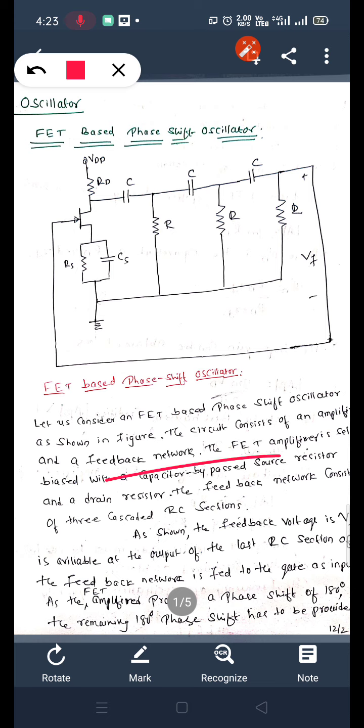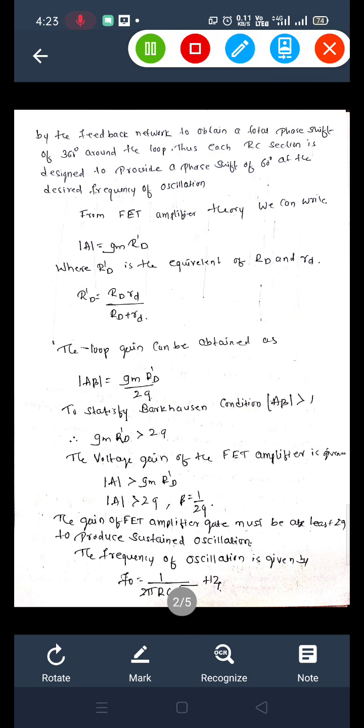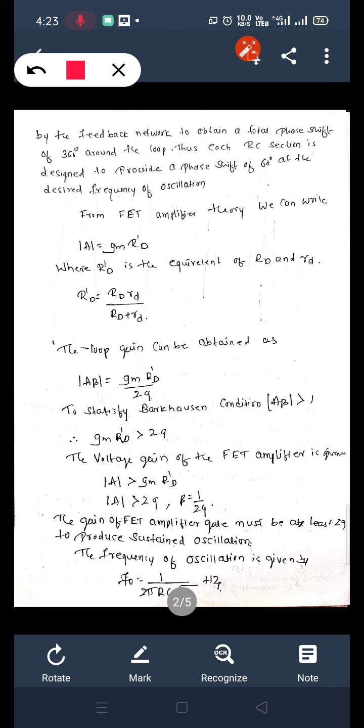From FET amplifier theory, we can say that the magnitude of A is gm times R'D, where R'D is the equivalent of the drain resistance RD in parallel with the internal resistance of the drain rd, that is R'D = RD·rd / (RD + rd). Hence the loop gain can be obtained by the equation: magnitude of Aβ is equal to gm R'D divided by 29.